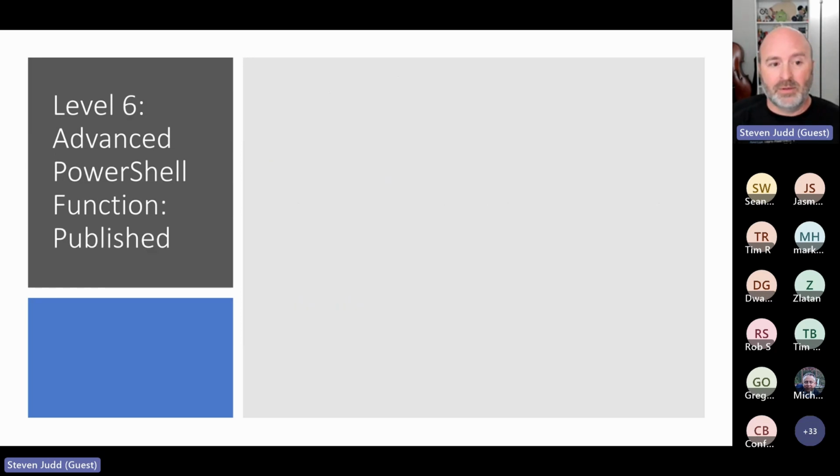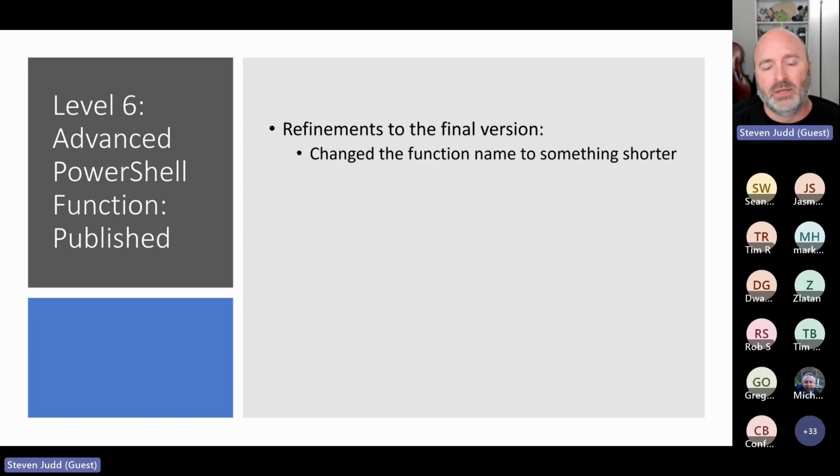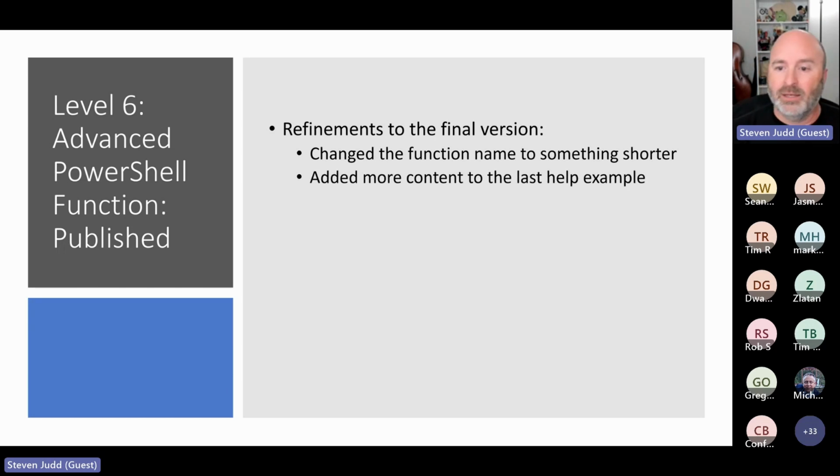You thought that was the end. Nope. There's level 6, advanced, published. Okay. So I took level 6 and I put some polish on it and I made some refinements. And so the refinements: I've changed the function name to something shorter, and I've added more content to the last help example. And now we're going to go back to the code.